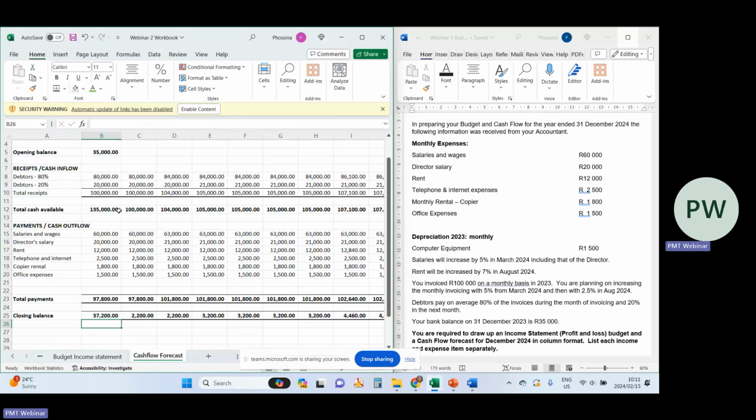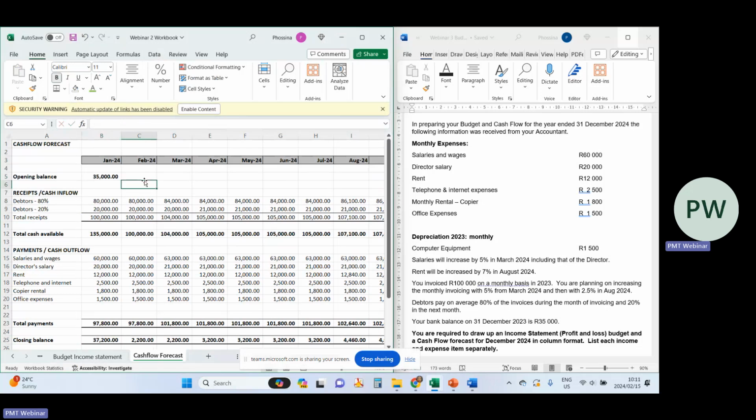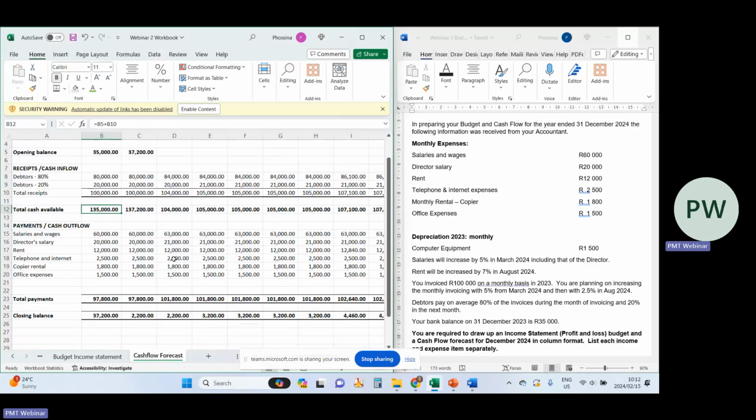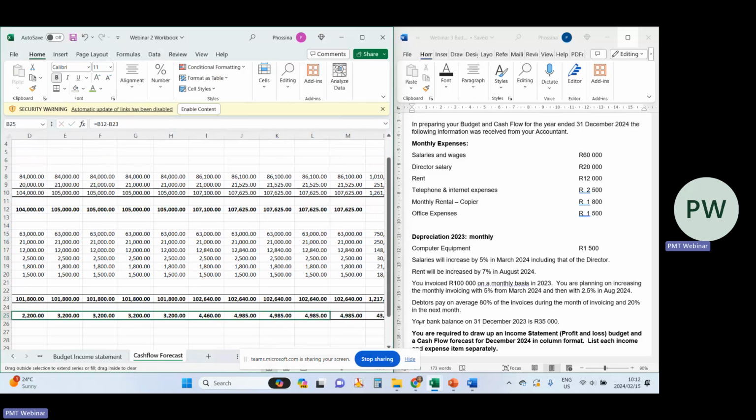So I've just added this one so that we know what is at the end of the day our cash available. Okay, so this is our formula, this is our closing. So closing for December will become opening for February, like that. It's opening for February, and we apply the same concept.